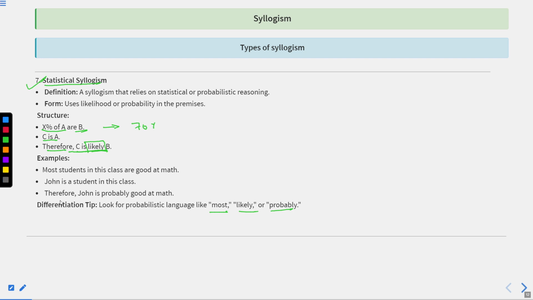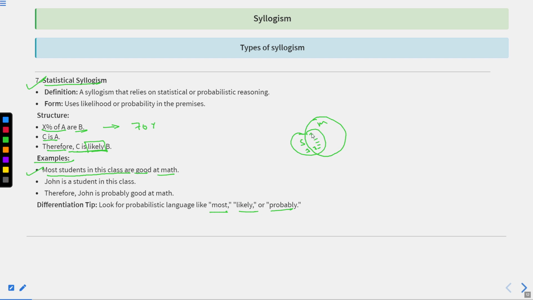Now, if you take this example, what is this example saying? It is saying that most students in this class are good at maths. Most students in the class are good at maths. So if we draw this as a diagram, this is a student. Okay. And when we are talking about good at maths, it will look like this. Most of the students are good in maths. John is a student in class. Now, John is one of the students in class. So now John can be here also. John can be here also.